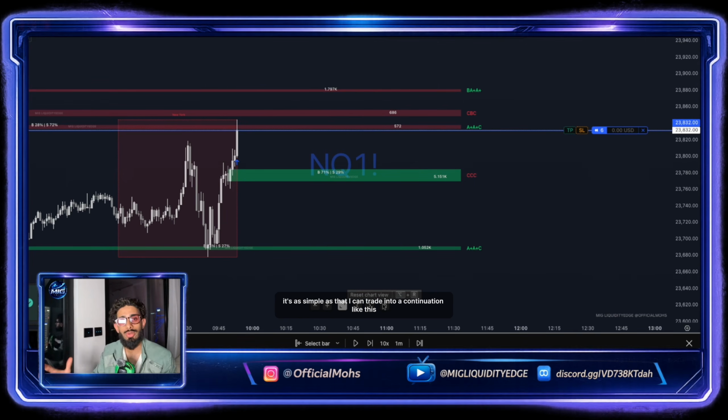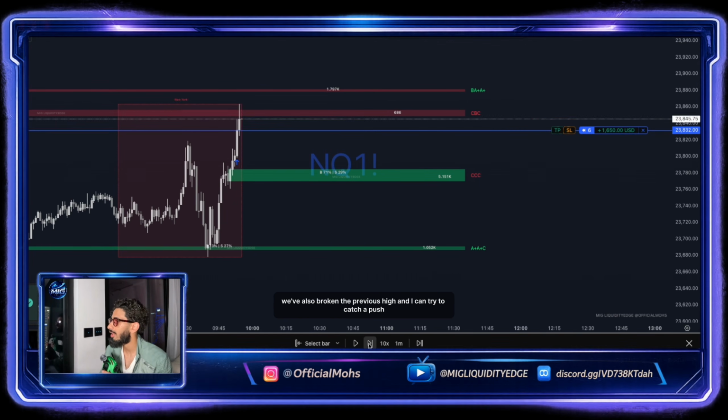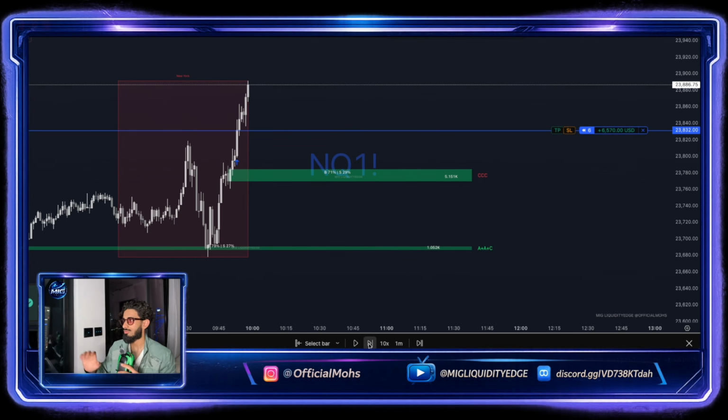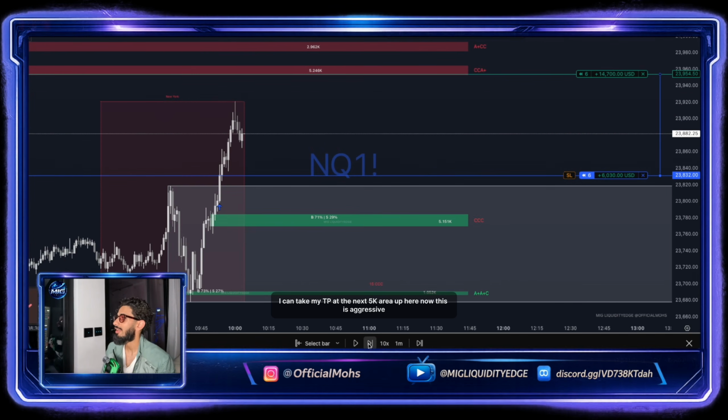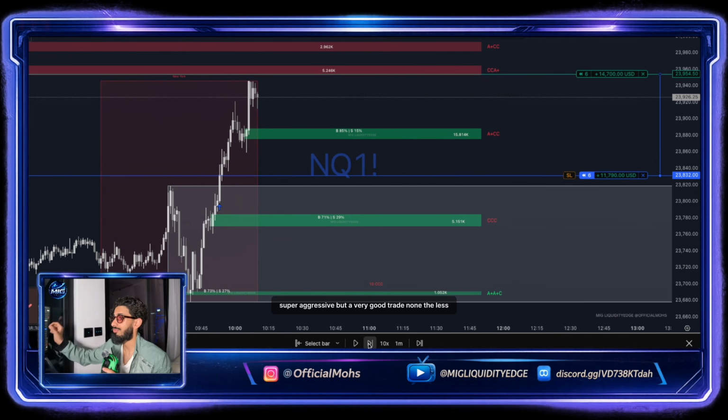I can trade into a continuation like this. We've also broken the previous high, and I can try to catch a push. Where do I want my TP? I can take my TP at the next 5K area up here. Now, this is aggressive, super aggressive, but a very good trade nonetheless.